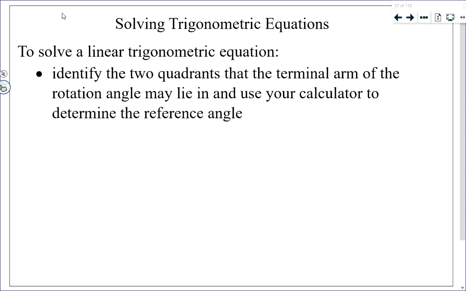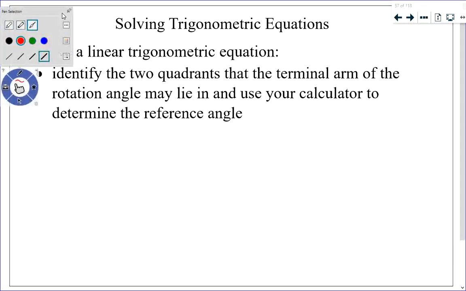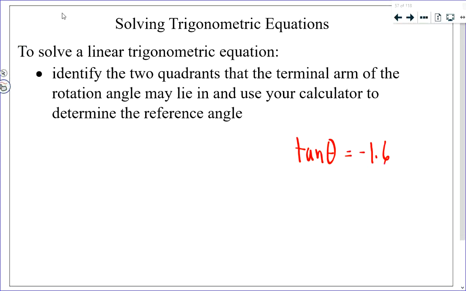What you do is you identify the two quadrants that the terminal arm may lie in and find the reference angle on your calculator. So for example, if I had the following equation, and I'm going to go with a very simple equation, I have tangent of theta equals negative 1.6. I would say to myself that the two quadrants that angle could be in are quadrants 2 and 4, because those are the two quadrants that tangent is negative in.